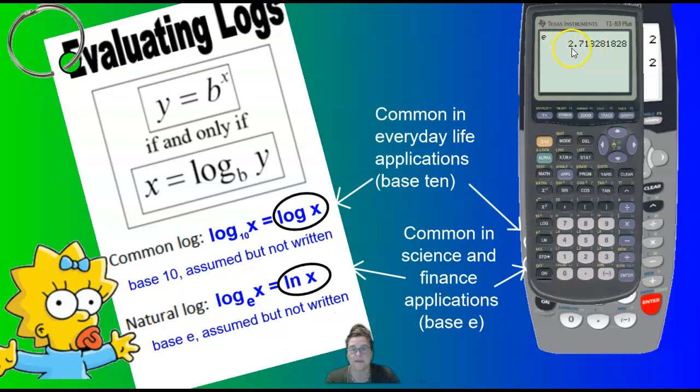So e is approximately 2.718281828, etc. e is a lot like pi. It's an irrational number, so it is a non-repeating, non-terminating decimal. It's a constant that has a lot of applications in business and science. A lot of natural phenomena are based on this e constant, and since it's so common, we use the natural log for logarithms of base e, and that's this button right here.